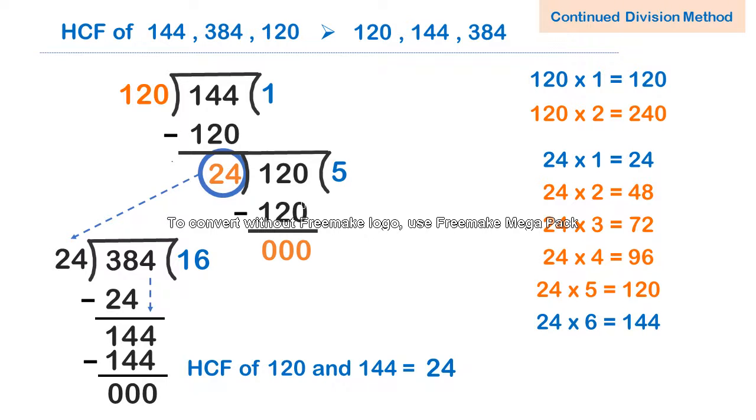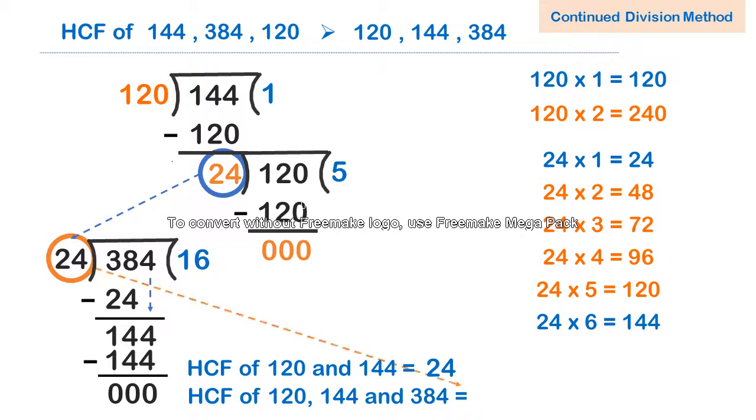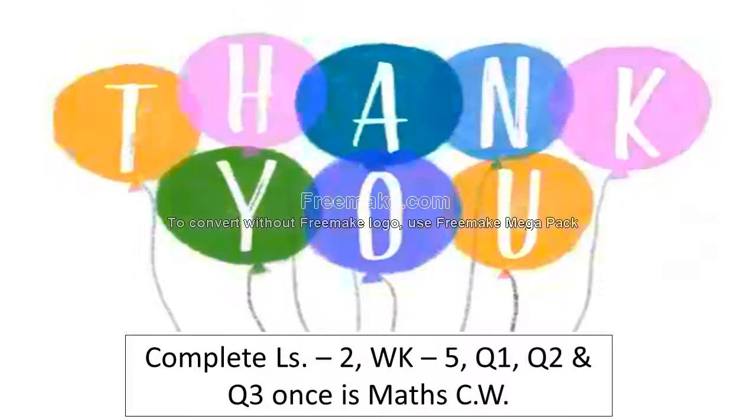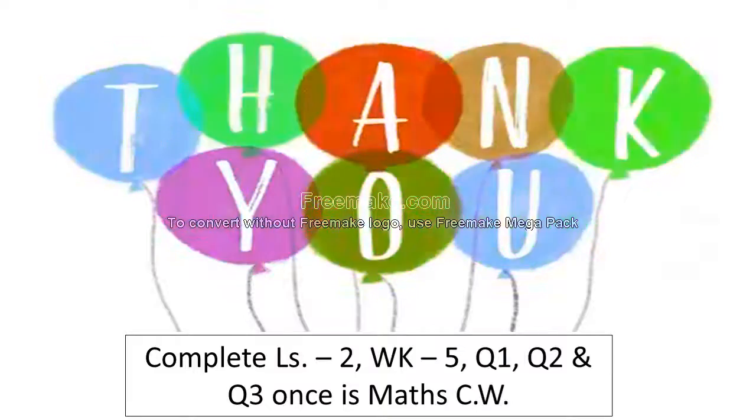So what will be the HCF? The divisor of the last step. So which is the divisor of the last step? Yes, 24. Hence the HCF of 120, 144 and 384 is equal to 24. Hope you understood how we find the HCF by factor method, prime factorization method and continued division method.